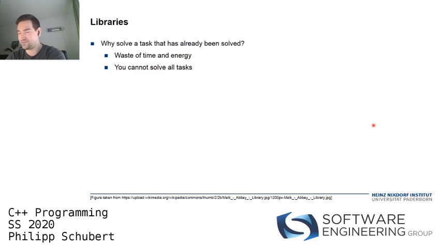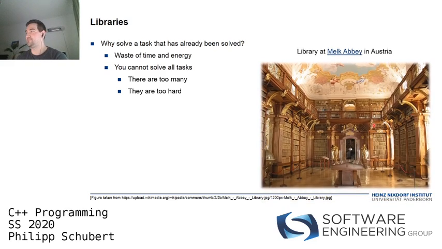Also, you cannot solve all tasks. There are just too many of them, and you only have a finite amount of lifetime. So you can't really solve all problems in the world, and for that reason, you sometimes just need to fall back to libraries. And some tasks are really just too hard, such that you can't solve them. Maybe you are not an expert in that particular field. There are lots and lots of people who are much cleverer than I am, and I reckon they are also able to write better libraries in a certain domain. So I would rather use those people's libraries than try to craft my own solutions.